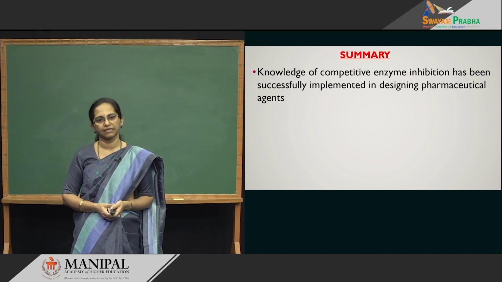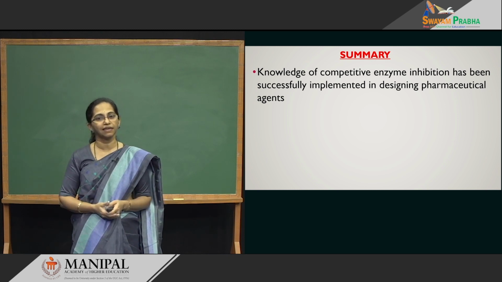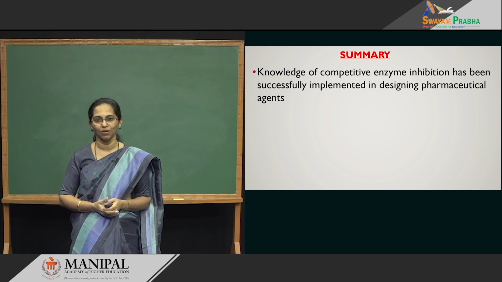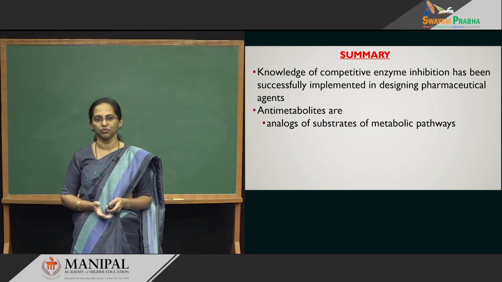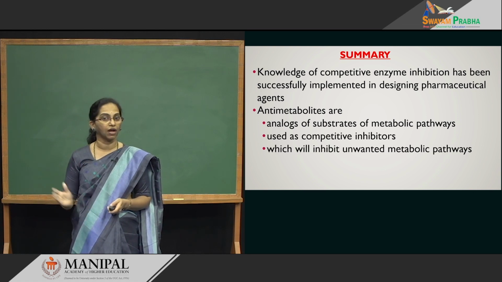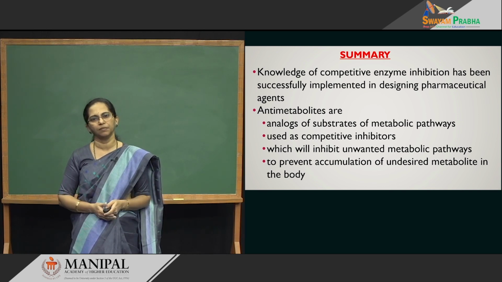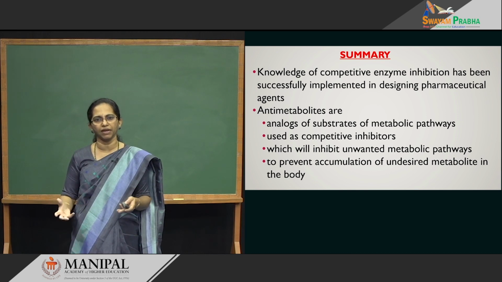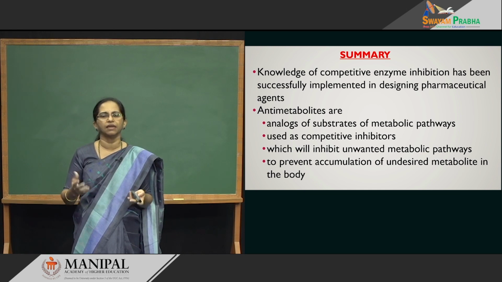So, let us quickly summarize. The knowledge of competitive inhibition has helped the healthcare field or the medicine field a lot. How? It has helped us to design drugs. So, we have designed novel pharmaceutical drugs with this knowledge of competitive enzyme inhibition. You use competitive inhibitors to block unwanted pathways, and also to prevent accumulation of undesired metabolites. You do not want some compound to accumulate, use a drug. I told you the best example, cholesterol, you do not want it, use the drug statin, cholesterol will not accumulate in that person.